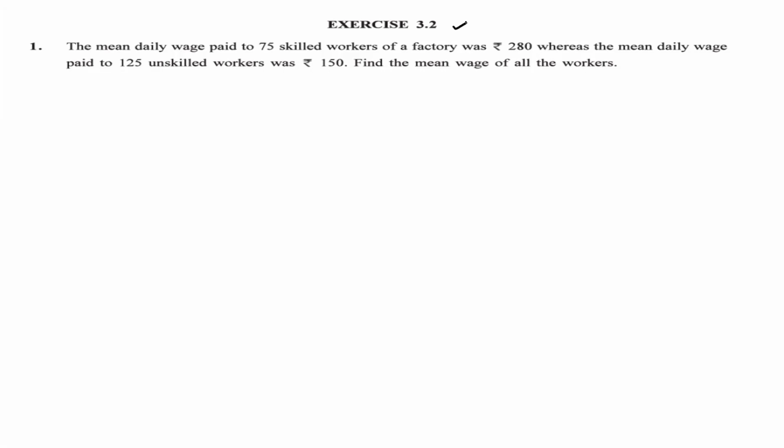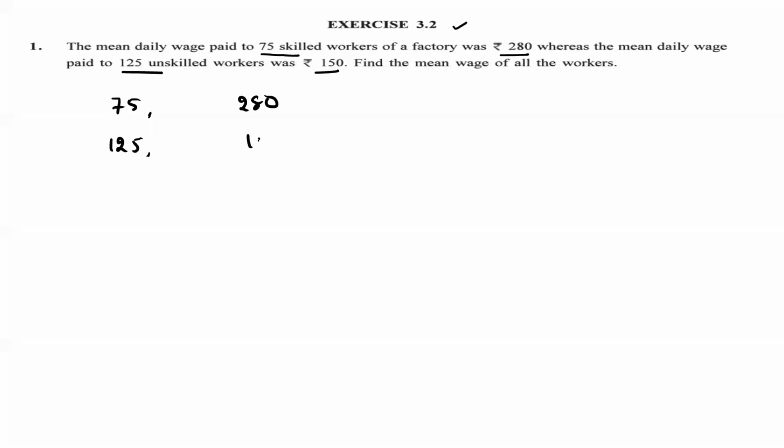The mean daily wages paid to 75 skilled workers of a factory was rupees 280, whereas the mean daily wage paid to 125 unskilled workers was 150. Find the mean wages of all the workers. Yes, very fine. Now, roll number 5, can you say what is this 75? I will not teach you anything, but you can try. Can you classify what is this 75? What is this 280?